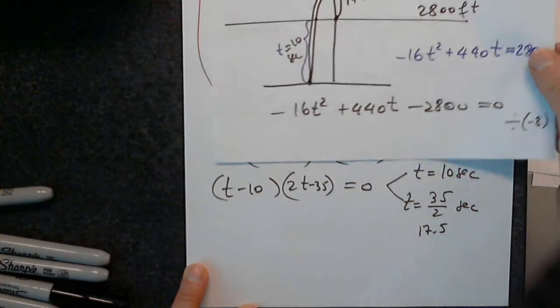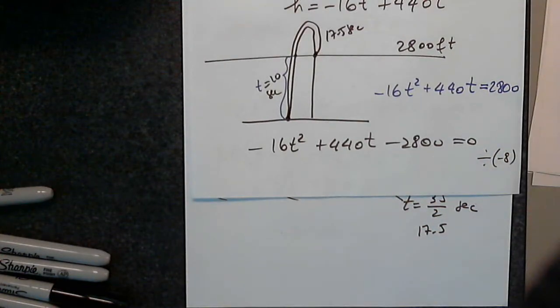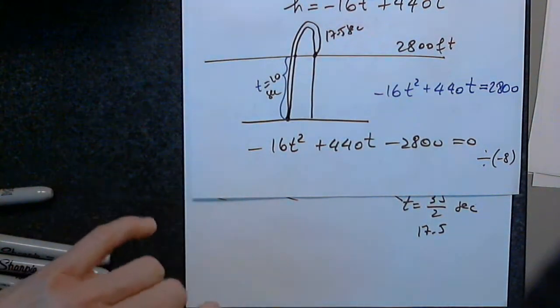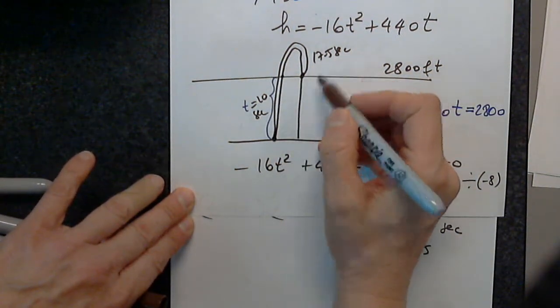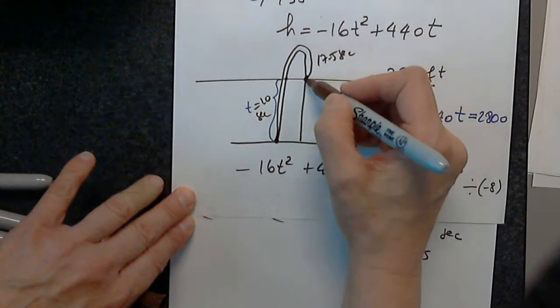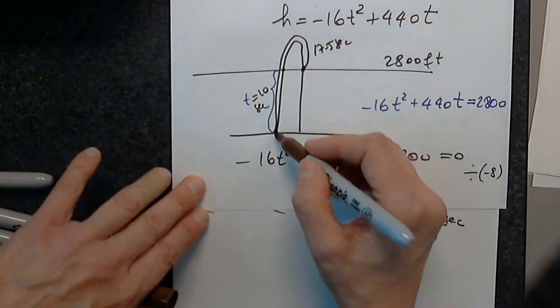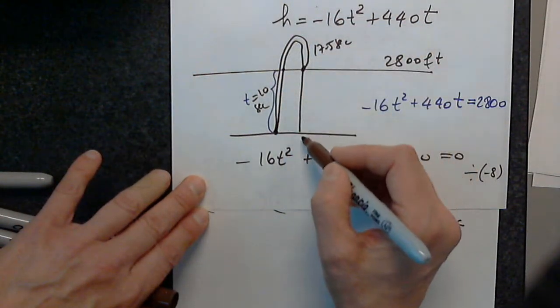We still need this here. Would you substitute T for 10? No. So 10 is the time between here and here. 17.5 is the time between here and here. Now we want the time between here and here.